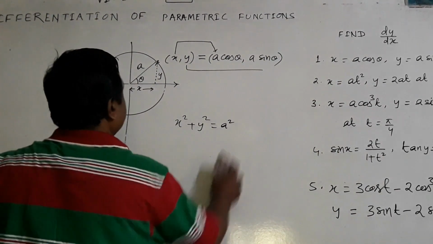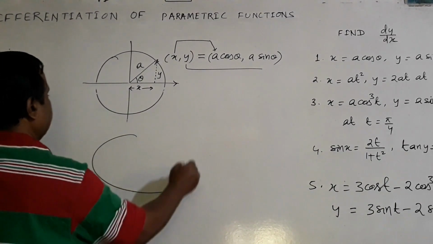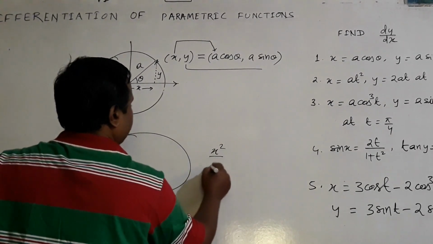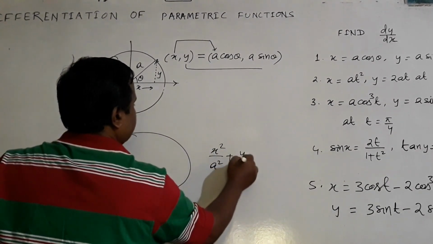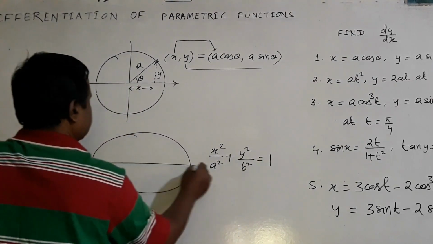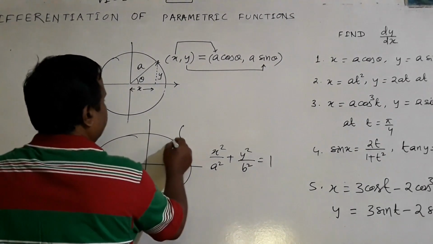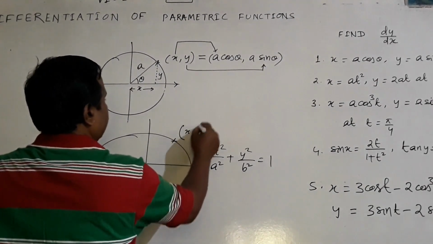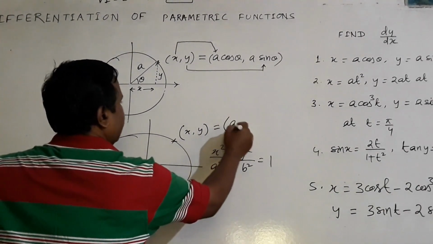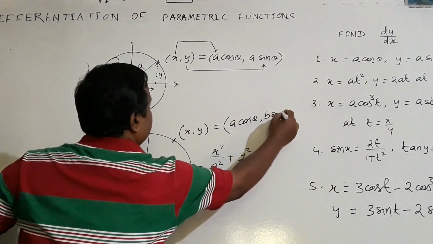What is parametric form? I am also telling one more. Suppose this is an ellipse. Its equation is x square by a square plus y square by b square is equal to 1. Suppose this is the x axis. Now here also any point has coordinate x, y. In parametric form, this is also called a cos theta and b sin theta.